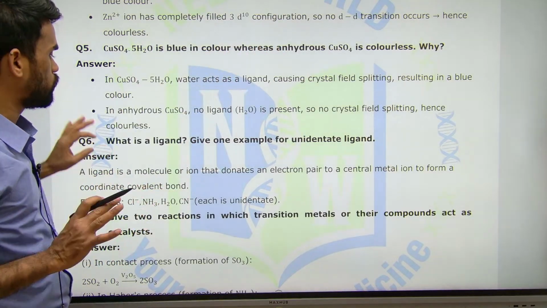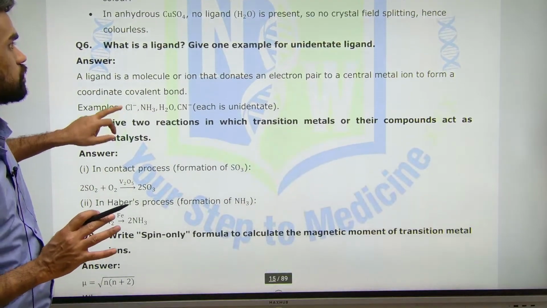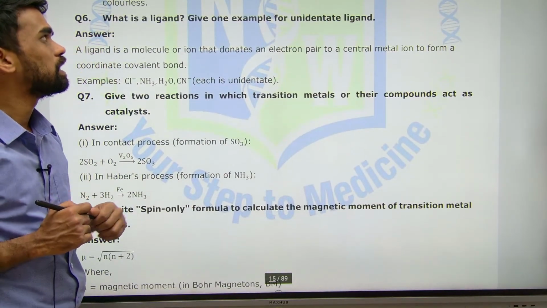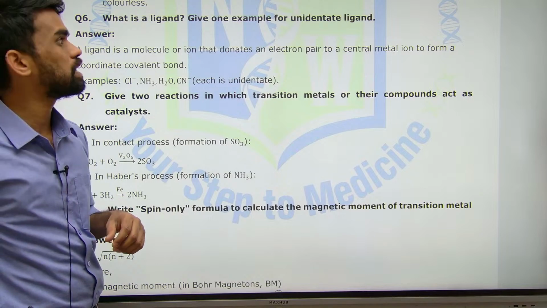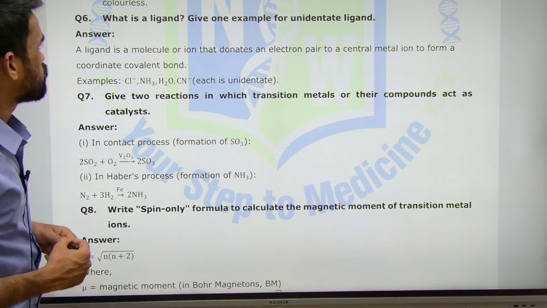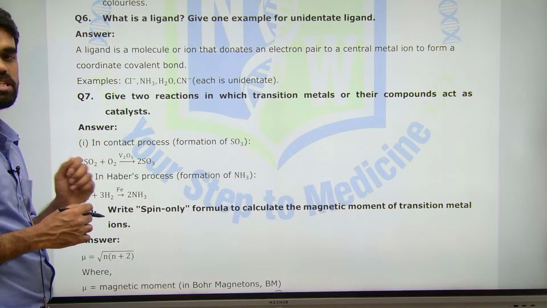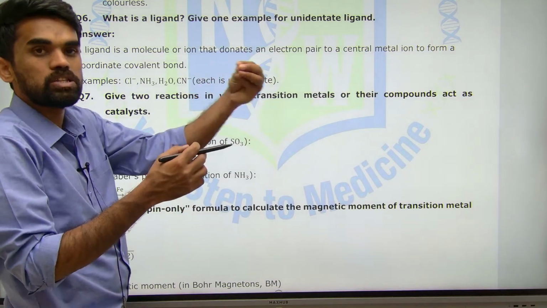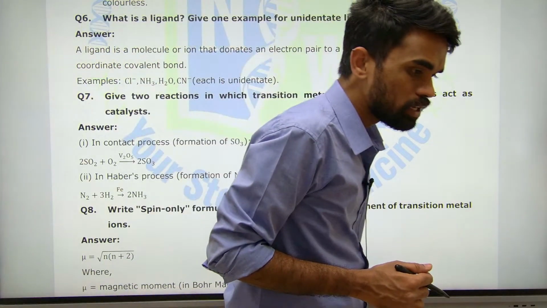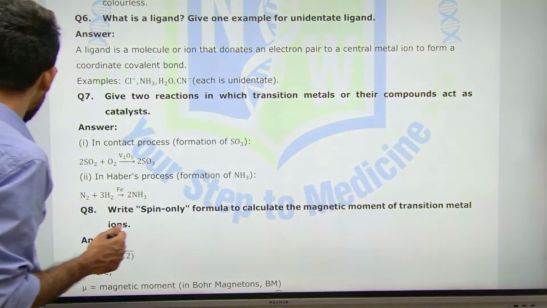Okay, I hope you got this concept. Next, what is a ligand? Give one example of unidentate ligand. See, it's very simple. A ligand is a species which donates a pair of electrons to the central metal atom. So what do we mean by ligand? I will tell you, just listen here.